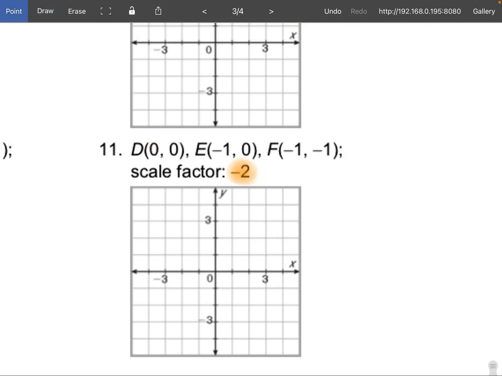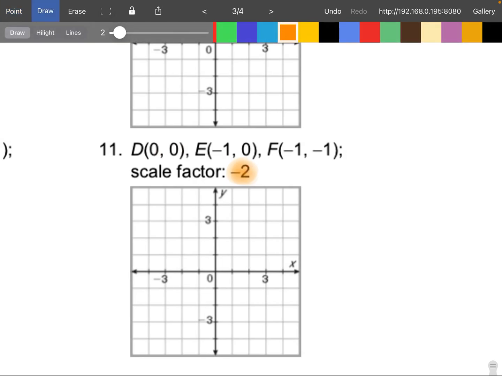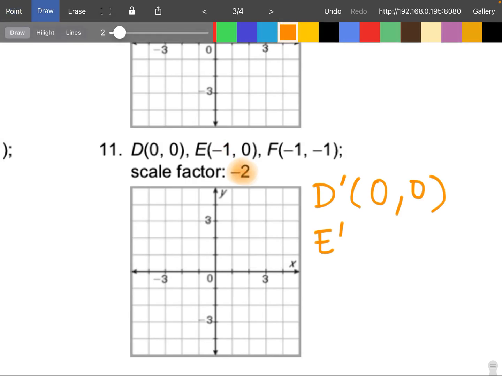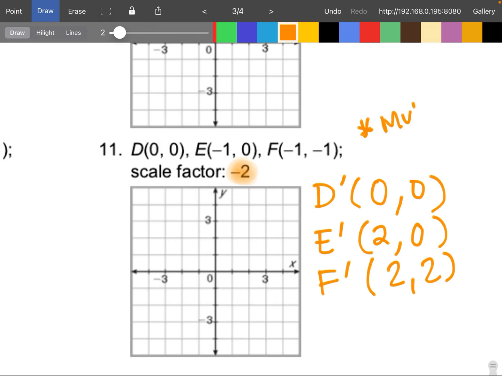Well, 0 times negative 2 is 0. 0 times negative 2 is 0. So my new point, D prime, would just be 0, 0. Multiplying it by negative 2 doesn't affect it. E prime is going to be negative 1 times negative 2, which is positive 2. 0 times negative 2 is 0. And then F prime would be positive 2, positive 2. So again, we want to multiply everything by negative 2.